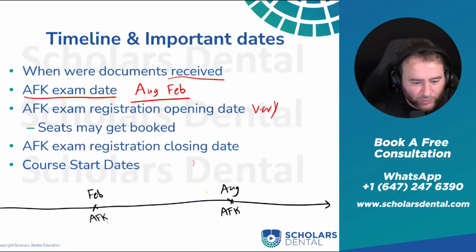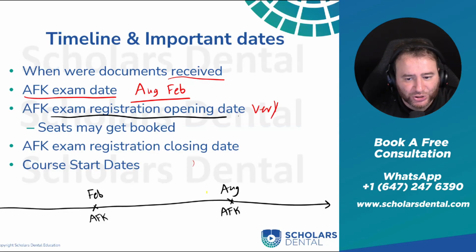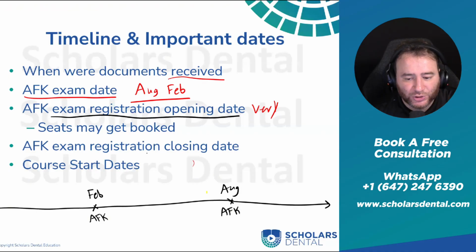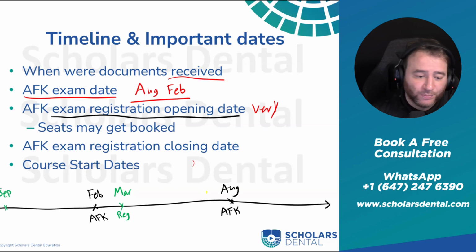Now, the courses, I'm going to put them in blue. What's next? Exam registration opening date. Let's go for that one first. When do the exam registrations open? Usually, for the August exam, it'll open in March. So I'm going to put registration. And for the Feb exam, last time it was in September. This could change, it could be plus a month. So this is when the registration usually is.